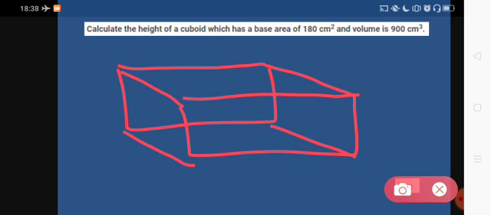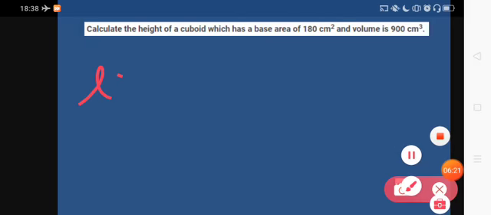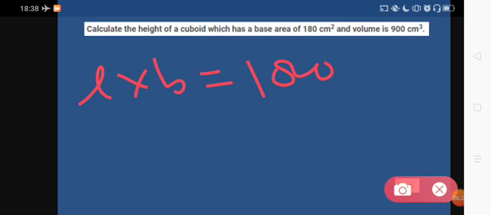What is the base? Base is equal to length into breadth, meaning 180. Base area means length into breadth. There will not be height in the area. Length into breadth is equal to 180, given. Volume is 900.